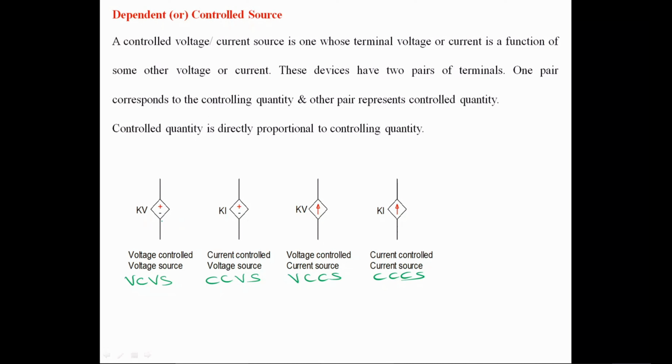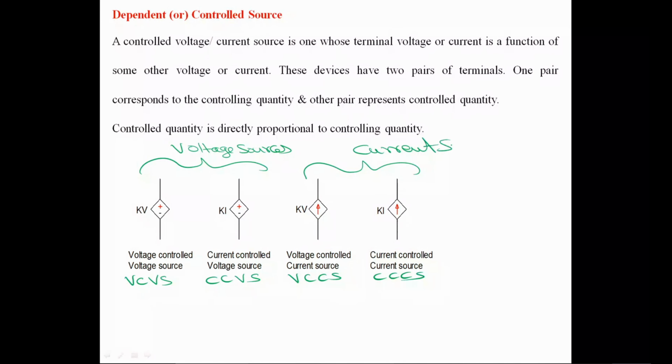So the voltage sources are generally represented with a diamond symbol. These two are voltage sources. These two are current sources. Current sources are also represented with a diamond symbol, being dependent or controlled current sources, but within that you have an arrow, whereas in a voltage source within the diamond symbol you have a plus and minus, that is, polarities.